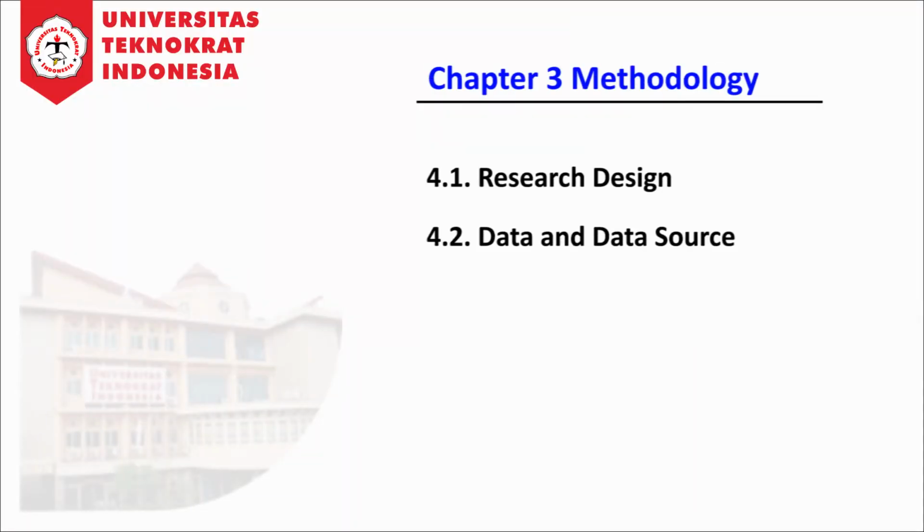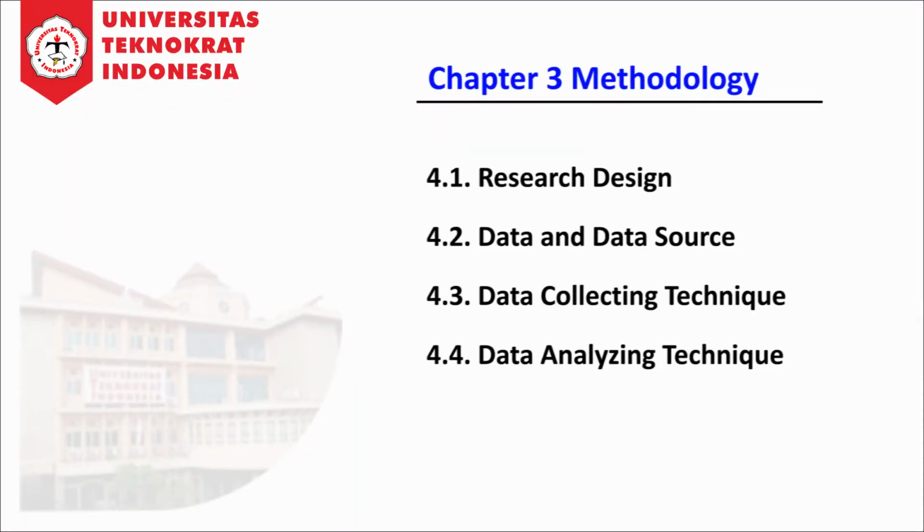Okay, students. I'm sure you have checked your chapter 1, introduction, and chapter 2, literature review. Now we move to look at your chapter 3, methodology. You've learned and identified that chapter 3, in the case of your proposal, must consist of 4 sections. Number 1, research design. Number 2, data and data source. Number 3, data collecting technique. And number 4, data analyzing technique. Now, let us check and review what you have done one by one.